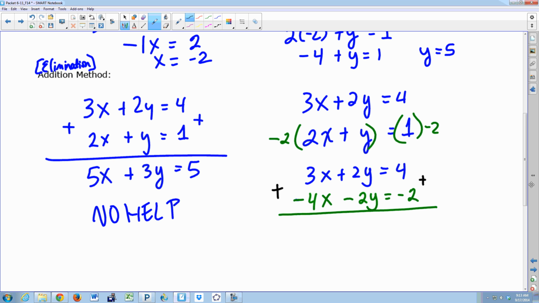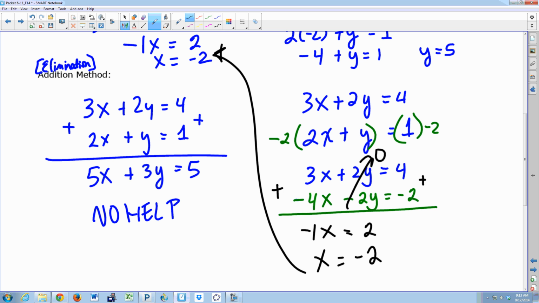Okay, so when I add 3x plus a negative 4x, I get negative 1x. And this is why we chose the negative 2y, so that these two, when I add them, become a nice big fat 0. Equals, negative x equals negative 2. It's the same thing we got with the elimination method. And now you go on and you find y equals 5. Same way we did before.